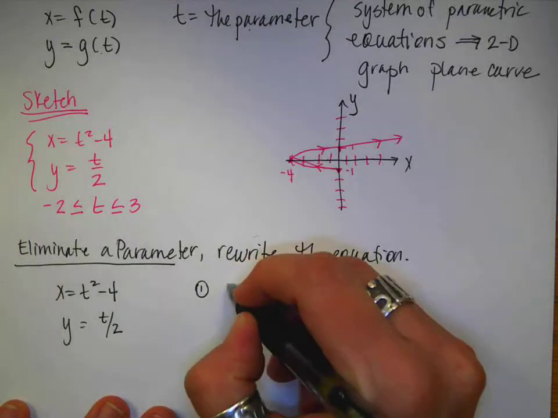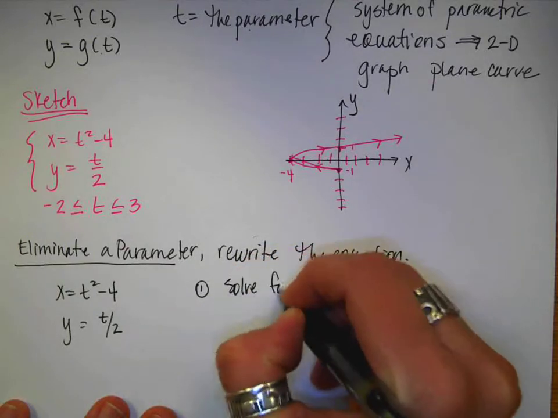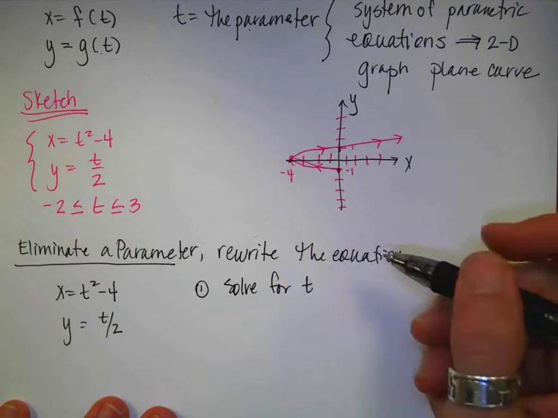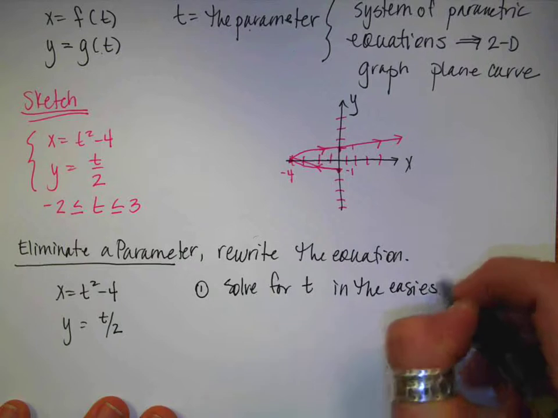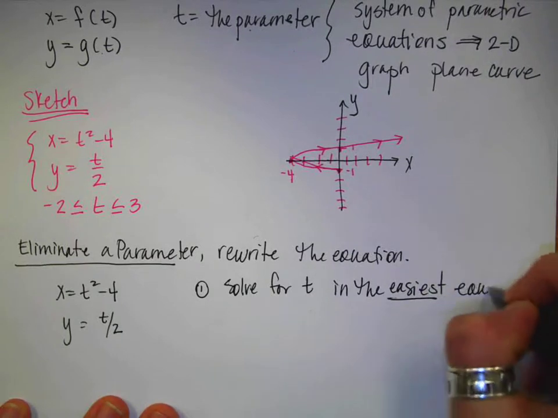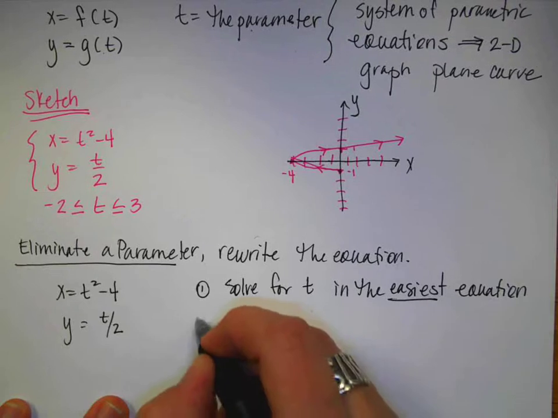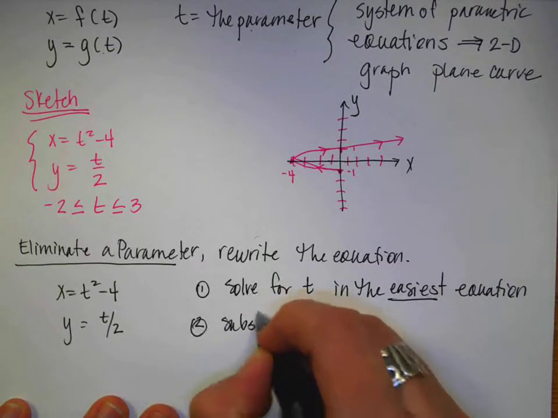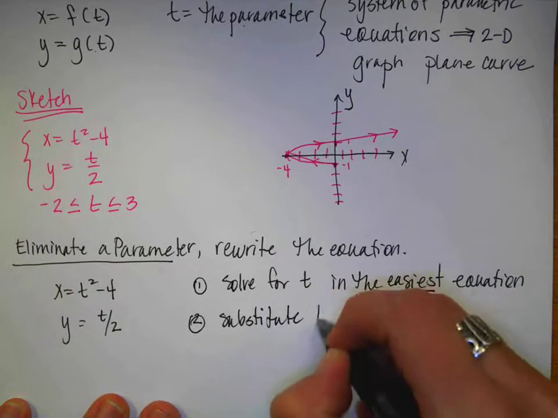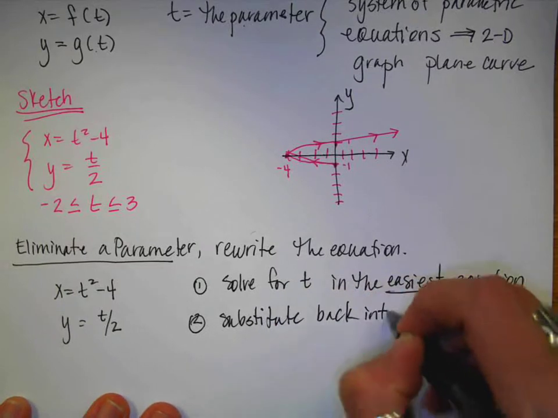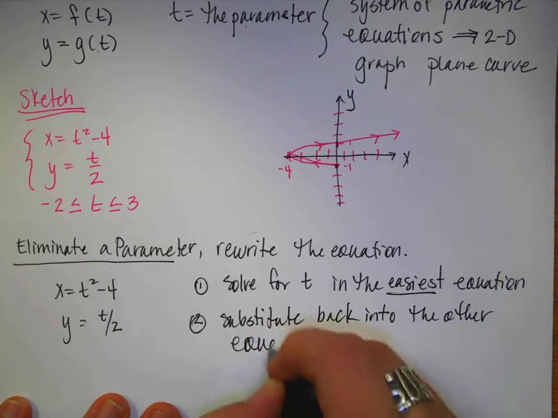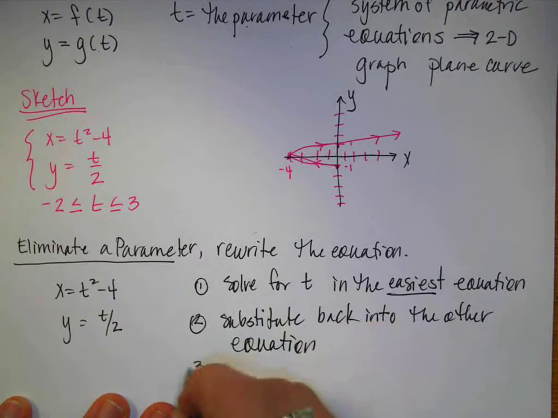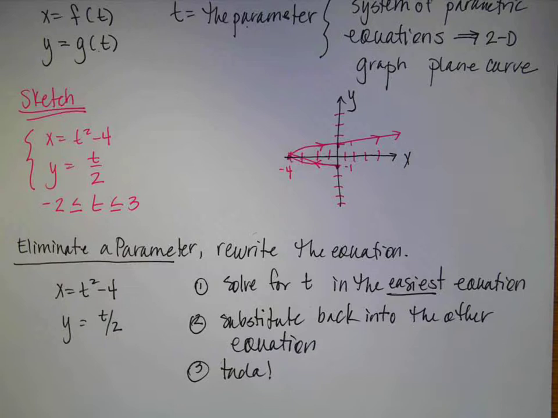So I'm going to solve for t, and the process is always the same. So I want to solve for t, or whatever the additional parameter is, in the easiest equation, because why would I make my life any harder than it needs to be? And then I'm going to substitute back into the other equation, and then, ta-da, now I have eliminated and have a nice equation.